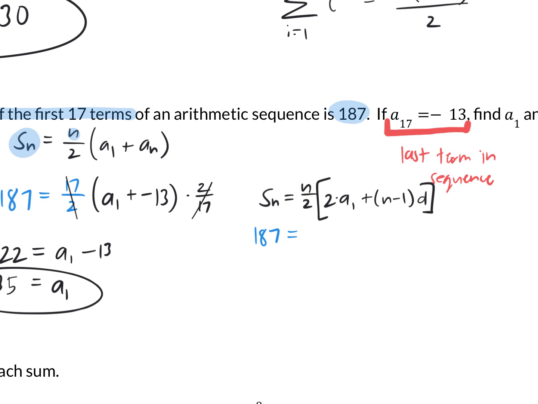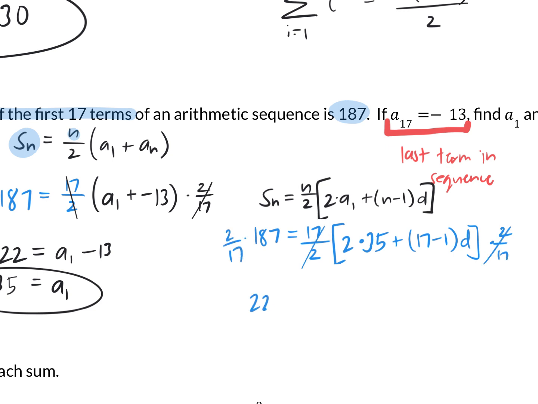What is my n going to be? 17. Now I know what a sub 1 is, that's 35. And then my n again is 17, so 17 minus 1 times my difference. I don't know what my difference is yet. I'm going to multiply both sides here by 2/17, which is what we just did, so we should remember that one. It gave us 22 is equal to 70 plus 16d.